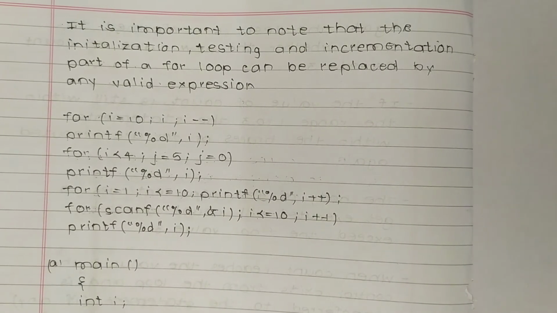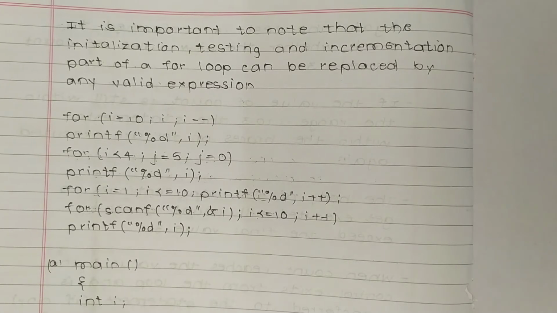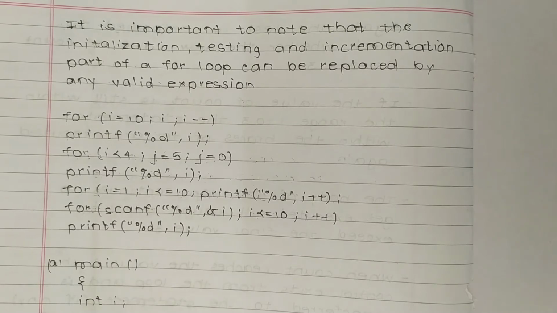So here it is, the first part is replaced. Now i < 4, then j = 5, j = 0, printf("%d", i). So here it is also replaced by another expression. Now for i = 1, then i <= 10, then printf("%d"), i++.